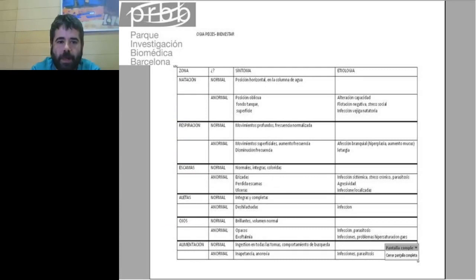So if we have sick animals, we can check different things, not just by asking them or checking their health status. Just by eye, we can know what is going on in our facility. So we are used to using tables that summarize the main problems that the fish have. We have to check the swimming, how they swim, the respiration rate, the scales, the fins, the eyes, the feeding rates, also the reproduction. These kinds of things are really useful for the facility.